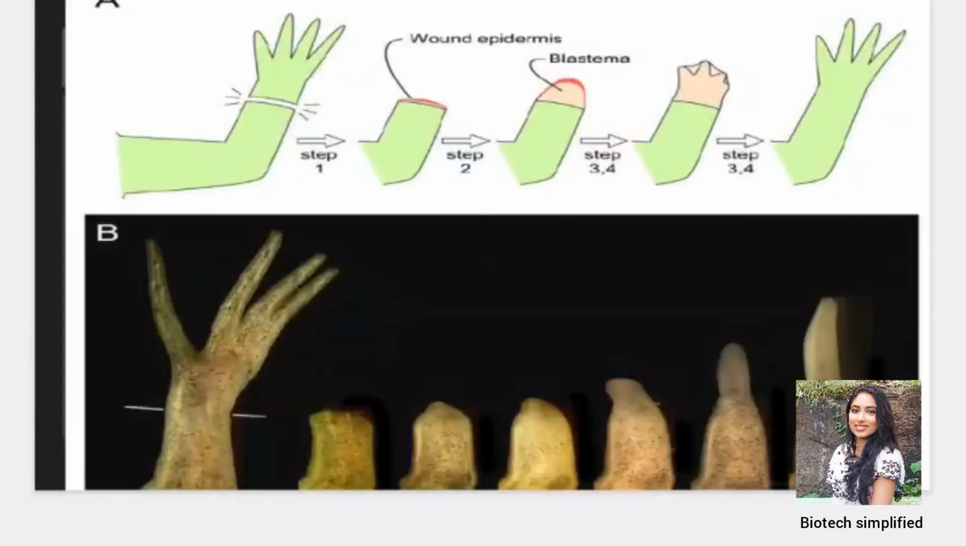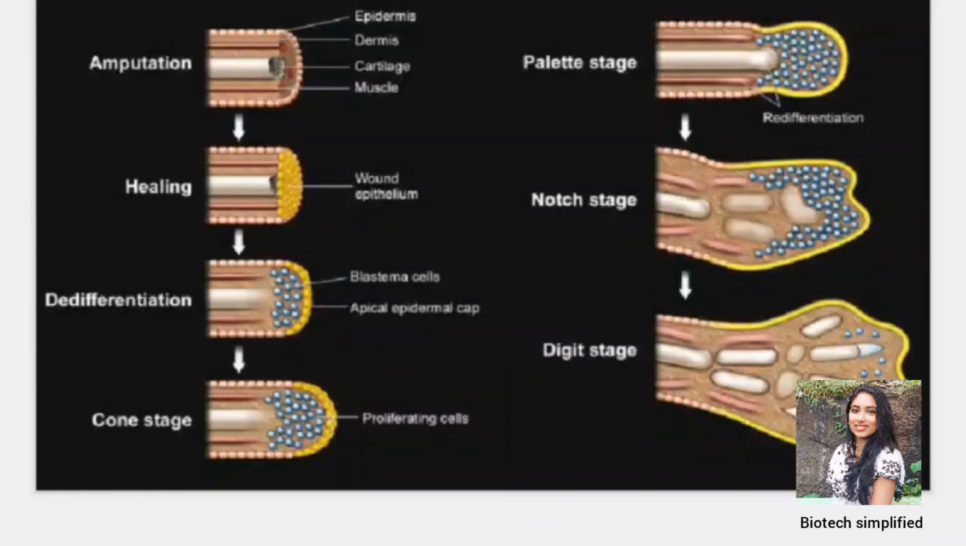As I discussed in the earlier slide, epimorphosis is generally seen in amphibians and salamanders' limbs. So it is a limb regeneration technique. After the limb is lost or cut, a wound epidermis develops there, and this is the first step. After that, a blastema develops there, and it is from this blastema that the limb is regenerated. So now let's understand the mechanism from a more detailed diagram.